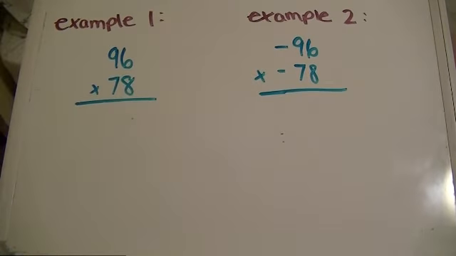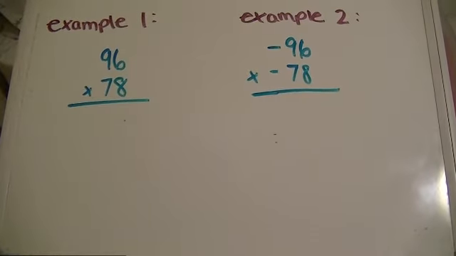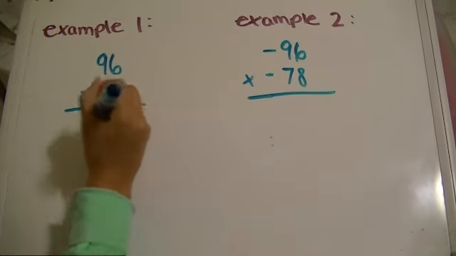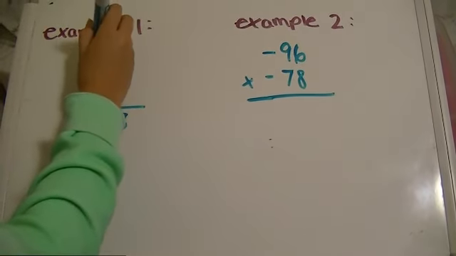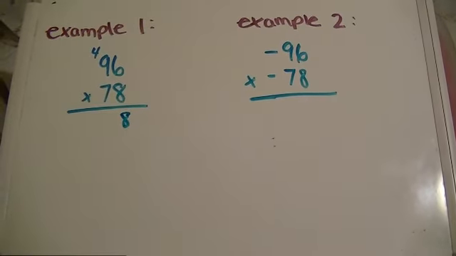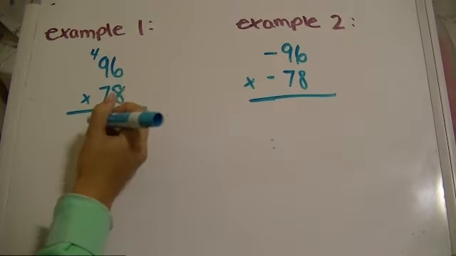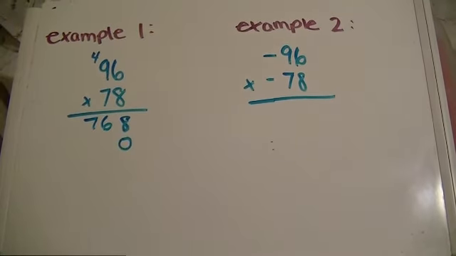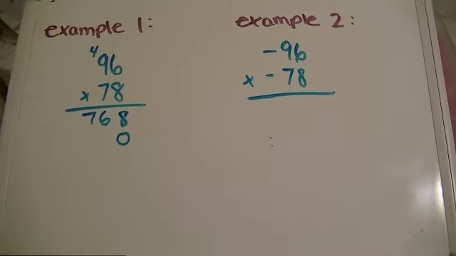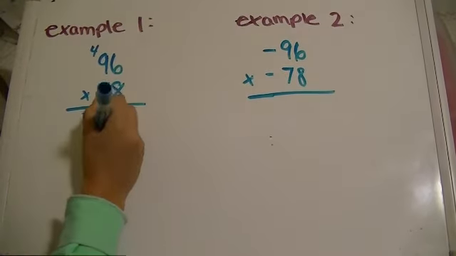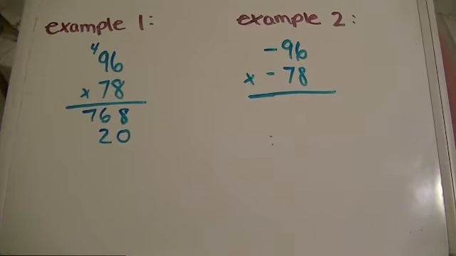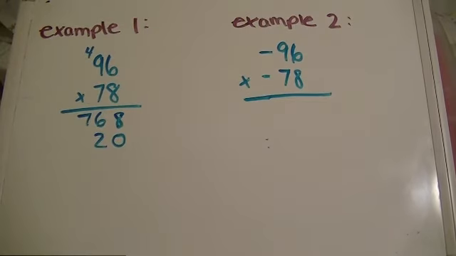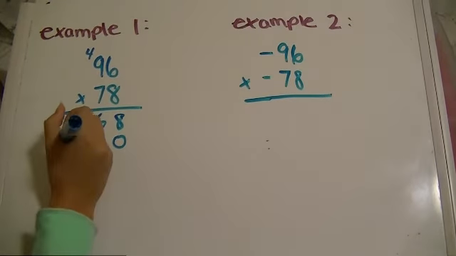Okay, so let's try a few number examples now. We'll start with the positive example. So 6 times 8 is 48. We're going to carry the 4. 9 times 8 is 72, plus 4, which is going to be 76. We'll put a 0 in for our place value holder. And then 7 times 6 is 42. We'll carry the 4. So 9 times 7 is 63, plus 4, which is 67.